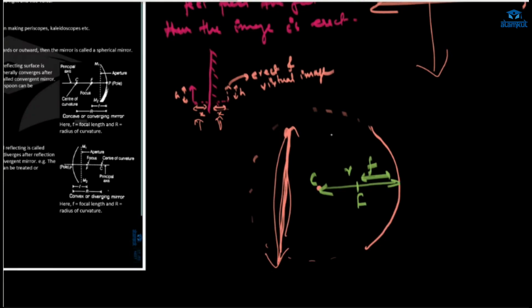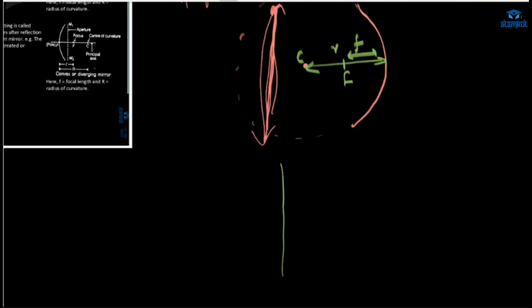And when we talk about a plane mirror, it's not a part of a sphere. Has it any kind of center? No, right? Can a line have a center? No, I'm not talking about the midpoint, I'm talking about the center. A line cannot have a center. So this is why its focal length is infinity.